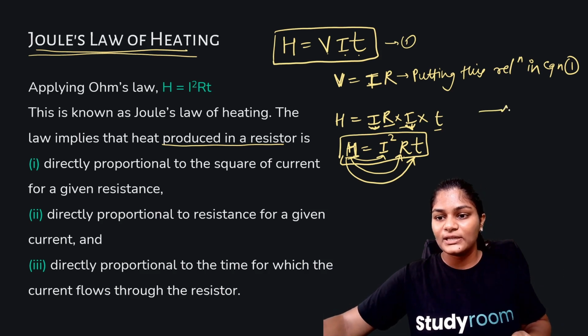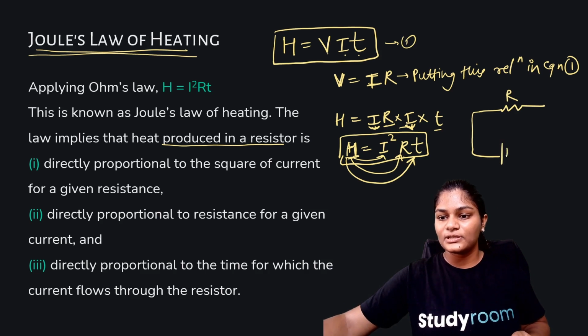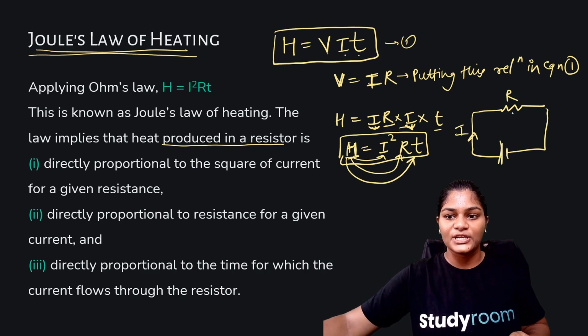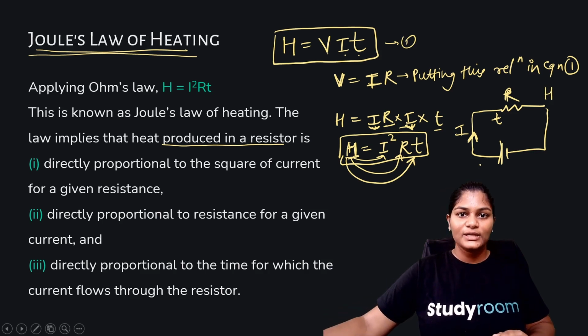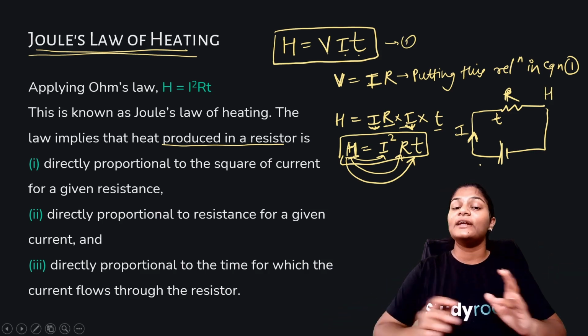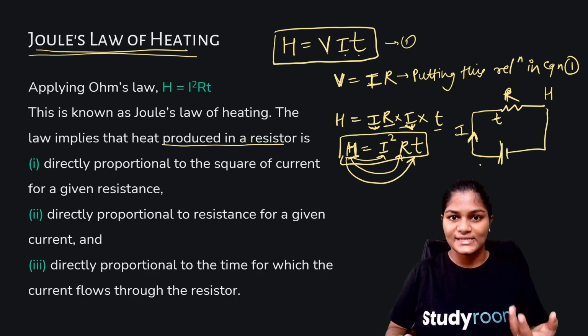So there is a resistor R. There is some current that flows because of this voltage or potential difference or this battery, and we are looking at time T. So this current I flows for a time T across this resistor R, and it produces the heating effect H. So H is equal to I square RT. That is all Joule's law of heating says.